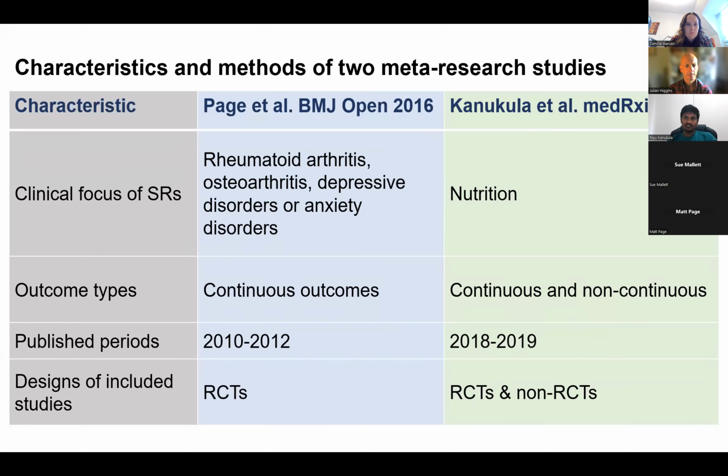These 2 meta-research studies were undertaken by my supervisors and myself, and were published in 2016. These two meta-research studies considered different systematic reviews from different clinical domains. However, they used similar methodologies. Also, the systematic reviews considered by Page et al. considered continuous outcome types, and those 2 sets of systematic reviews were published in different time periods. Also, the included systematic reviews have different types of study designs.